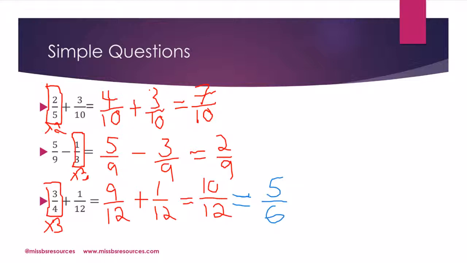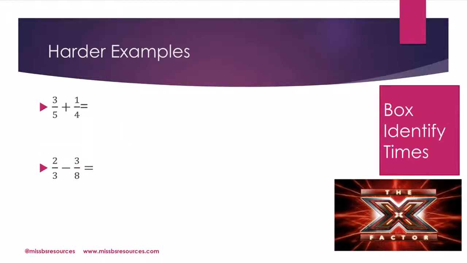Now we're going to have a look at some harder examples where it isn't as obvious what we need to get the denominators to. And we're going to look at using a method called the X factor method. Now, we've got 3/5 add on a quarter. So, if I put up the top here, 3/5 and 1/4, the first thing that we're going to do is we're going to box these off. So we're going to just draw boxes around them.